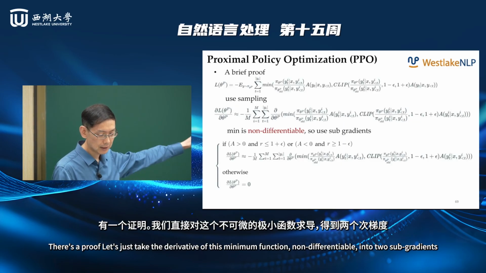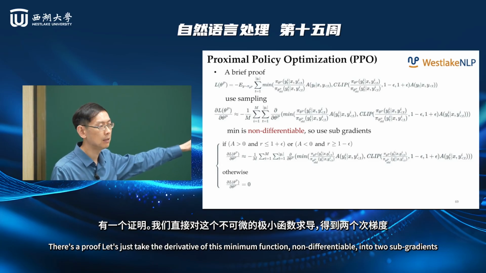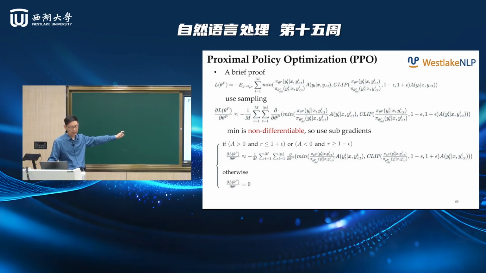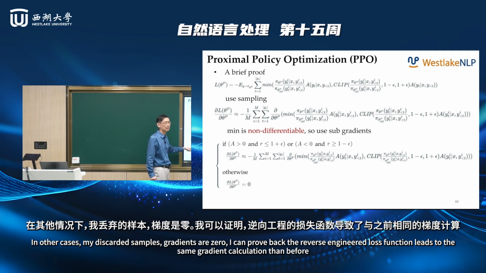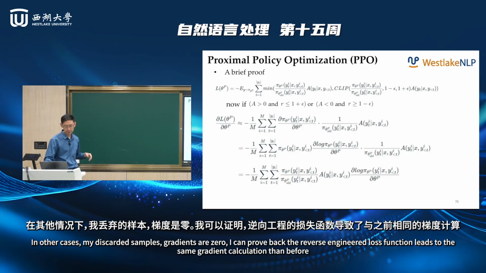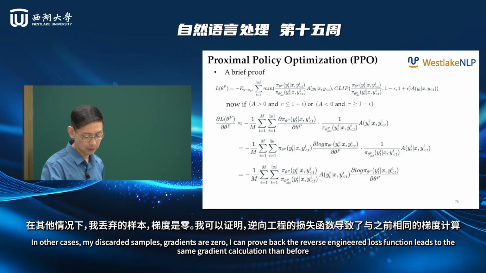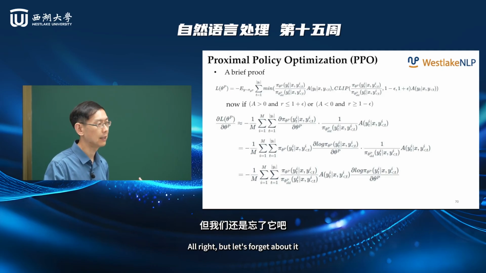Let's just take the derivative of this minimum function, non-differentiable, into two subgradients. In the case where it satisfies the slope subgradient, it will be exactly my clipped gradient. In other cases are my discarded samples. The gradients are 0. I can prove the reverse engineered loss function leads to the same gradient calculation as before. All right, but let's forget about it.